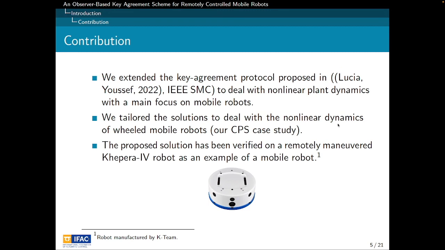So, our contributions can be summarized in these three items. First of all, we extended the key agreement protocol proposed in this paper to deal with nonlinear plant dynamics. Also, we tailored the solution to deal with the nonlinear dynamics of wheeled mobile robots, which is our case study, and we verified the proposed solution on a remotely maneuvered Qbot 4 robot as an example of mobile robots.